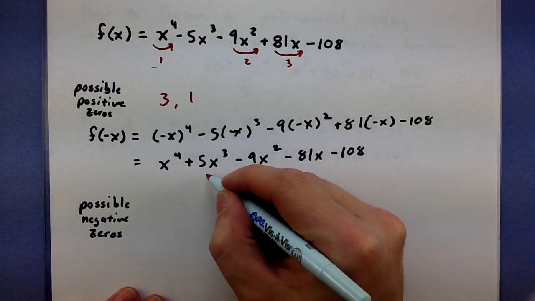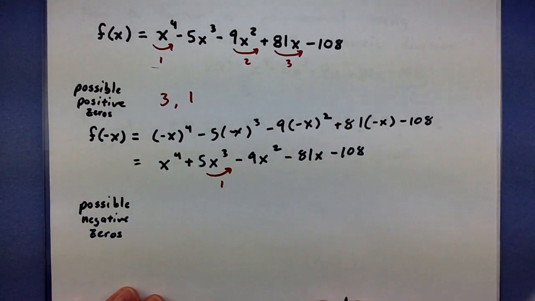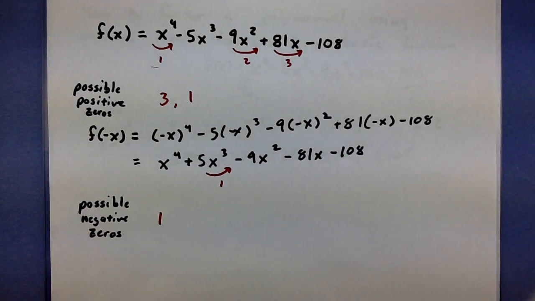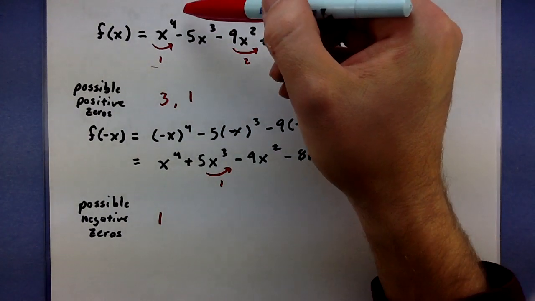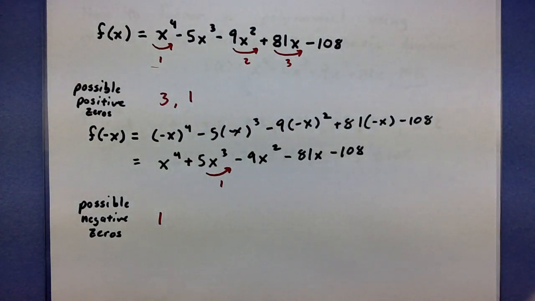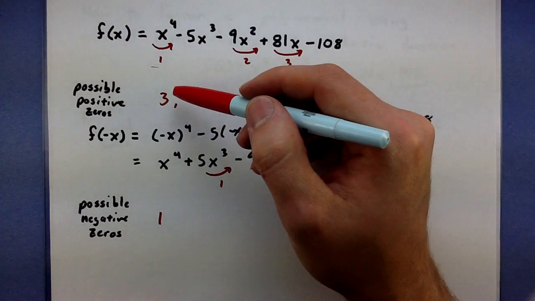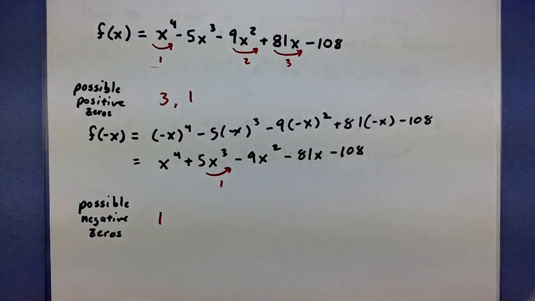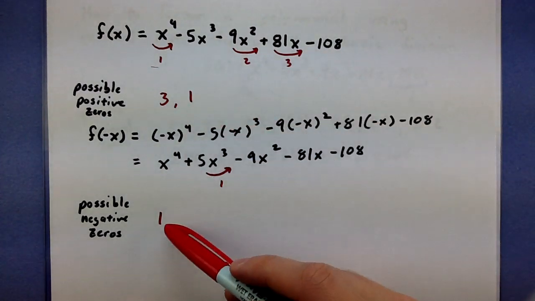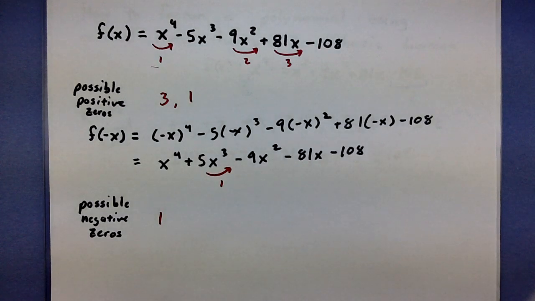So as I look through this, it looks like that we only have one sign change here, so there's probably only one possible negative zero. Now remember that since this is a 4th degree polynomial, I'm looking for 4 total. So what these possible things tell me is that I could have 3 that are positive and 1 negative, or I could have 1 positive, 1 negative, and 2 complex. Alright, let's go ahead and set that information off to the side and see if we can start testing out some of these zeros one at a time.